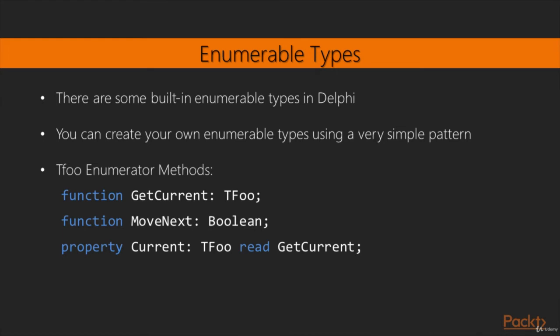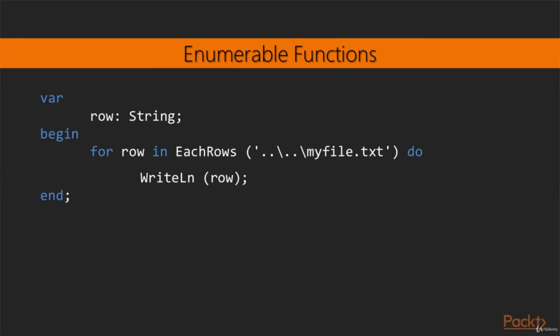There are a lot of samples related to standard enumerable types, so in this video, you'll look at some not-so-common utilizations. Here, we will deal with the enumerable functions. The goal is to enumerate all the rows into a text file without actually opening, reading, and closing the file, as shown in this code. Nice, isn't it? So, let's start.